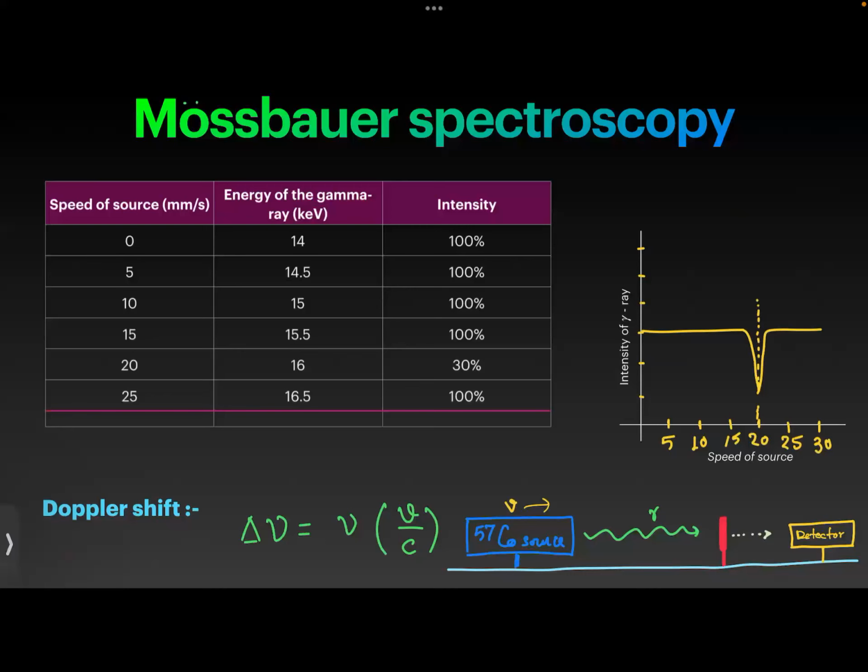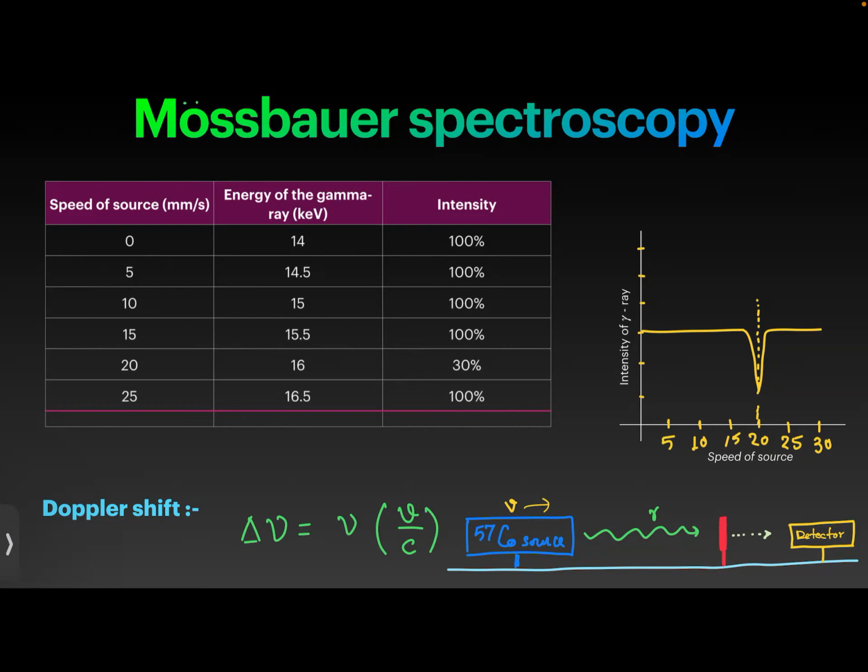So I have made a table for that so that we can understand it easily. Imagine I slowly increase the speed of the source from 0 to 25 mm per second, and the energy of the gamma ray changes according to the speed while the sample is in a stable condition. It means the observer is in a static position and the source is moving towards the sample. So the energy is slowly increasing, and as soon as it becomes 20 mm per second, the energy is 16 keV, and it will be absorbed by the sample. The intensity observed from the detector will suddenly drop to 30% because a huge amount of the gamma rays have been absorbed by the sample.